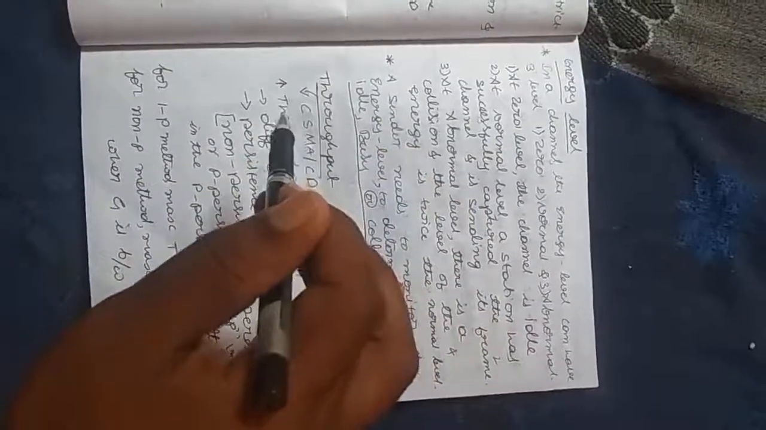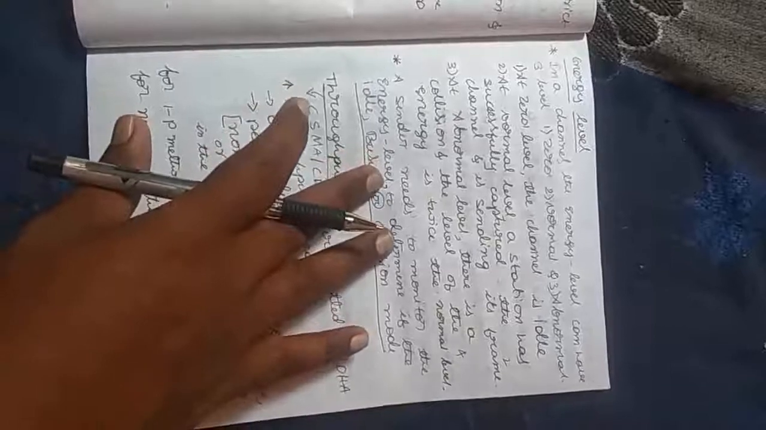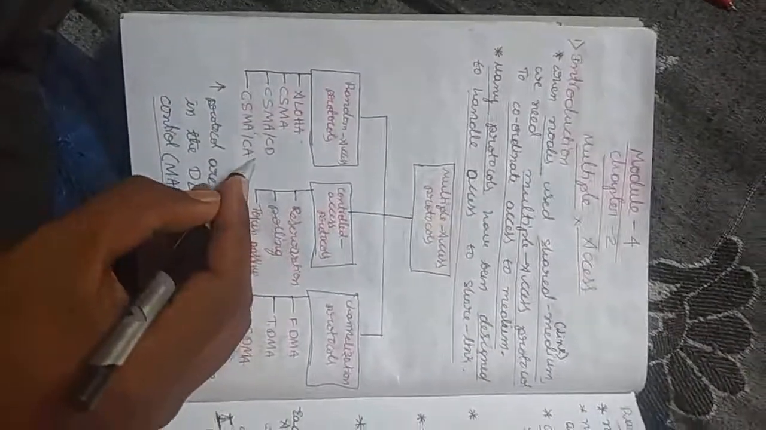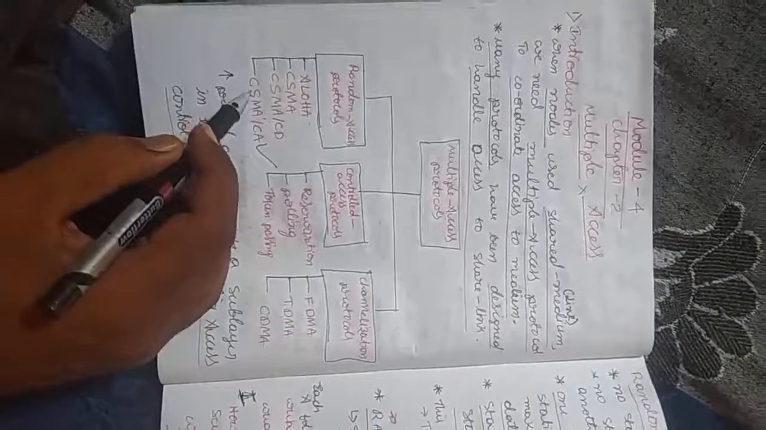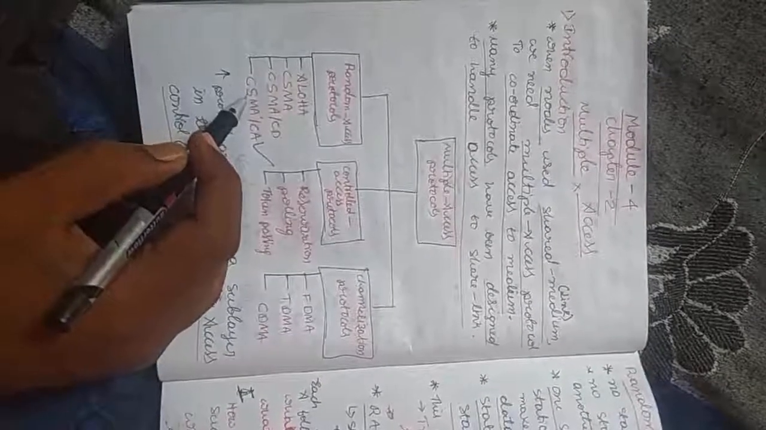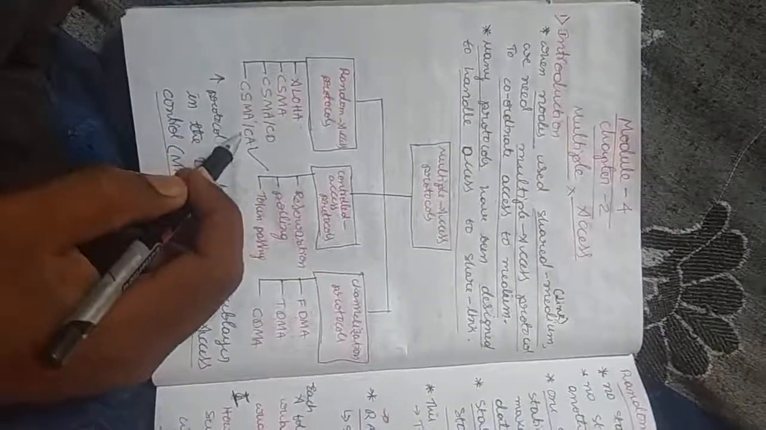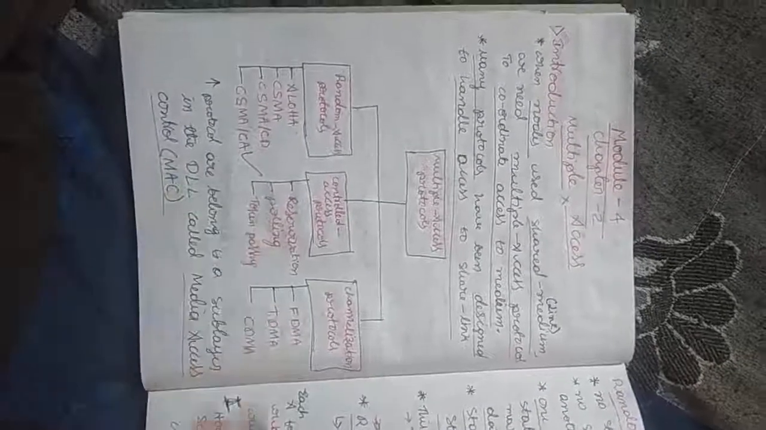Here, in CSMA/CD we transmit the data as well as detect the collision, these two processes at a time. Now we will discuss CSMA/CA, carrier sense multiple access with collision avoidance.